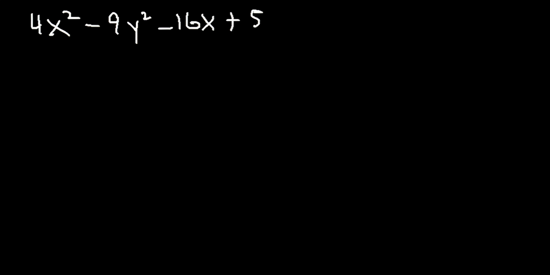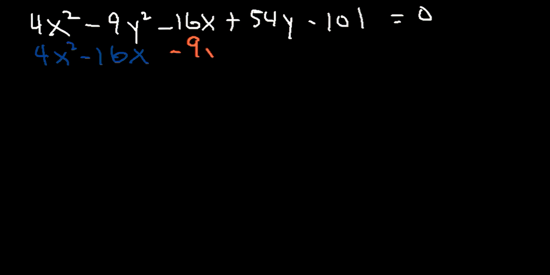So now let's try this one, the hyperbola. 4x squared minus 9y squared minus 16x plus 54y minus 101 equals 0. So let's move the x's and y's together. So we have 4x squared minus 16x, and then minus 9y squared plus 54y. And let's move the 101 to the other side.